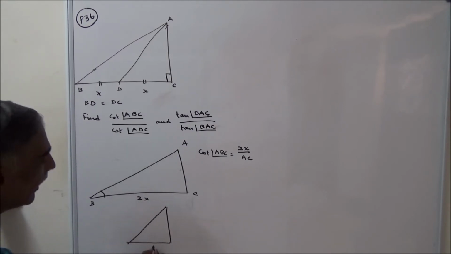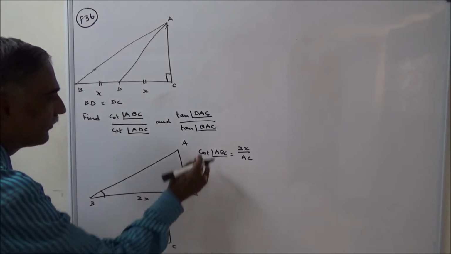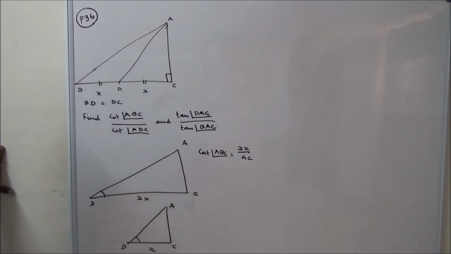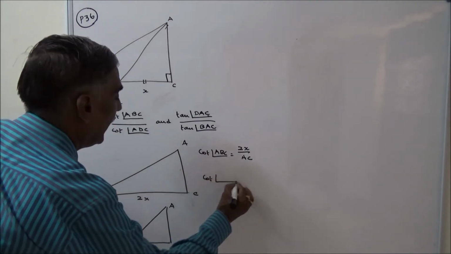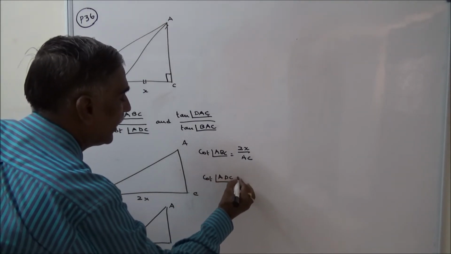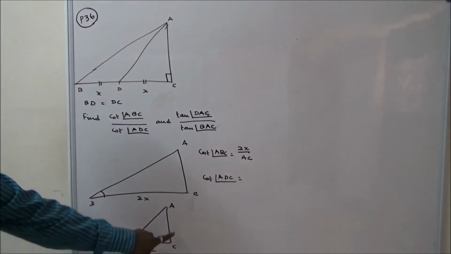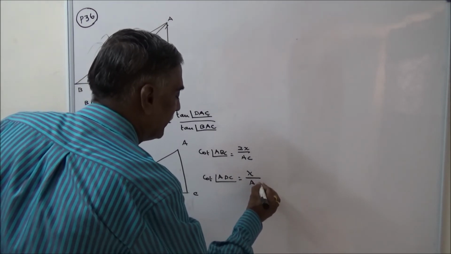This is the second triangle. This is X, this is D, this is C, this angle is A. Here the reference angle is D. Cot angle ADC is equal to base divided by hypotenuse, X divided by AC.